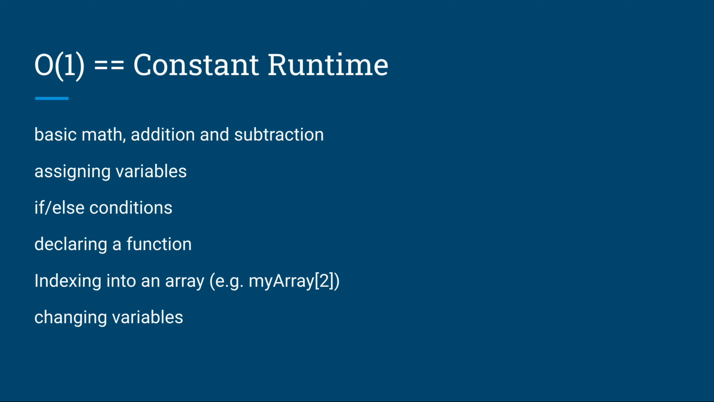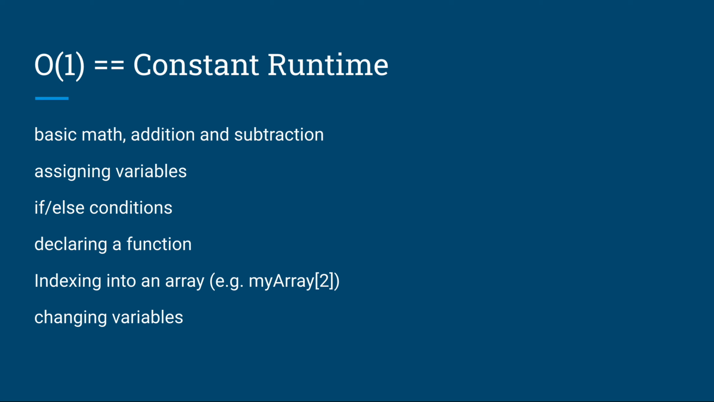All right, so now let's talk about what those different ones mean. So O of 1 is constant runtime. This means no matter the size of your input, you are taking the same amount of steps. Things that take constant time are basic math, addition and subtraction, right? So if I'm multiplying 5 times 4 or variable a times variable c, that takes the same amount of time whether I have an array of size 10,000 or an array of size 2.